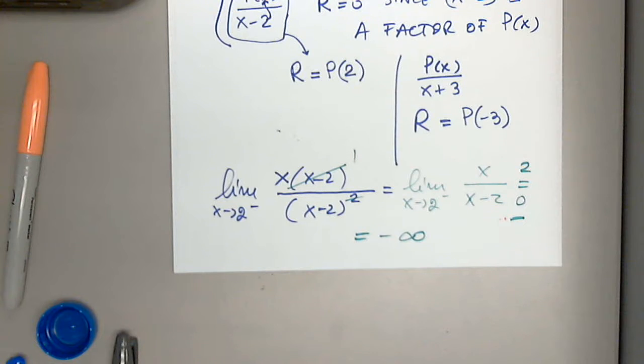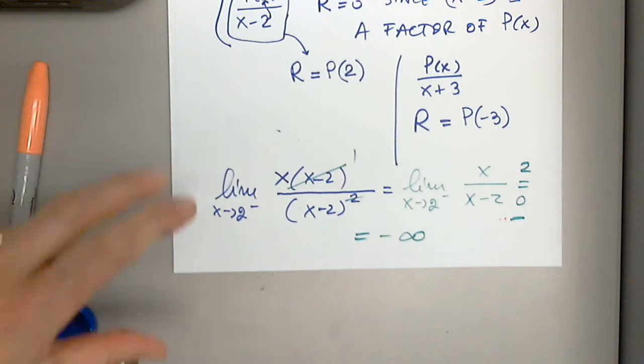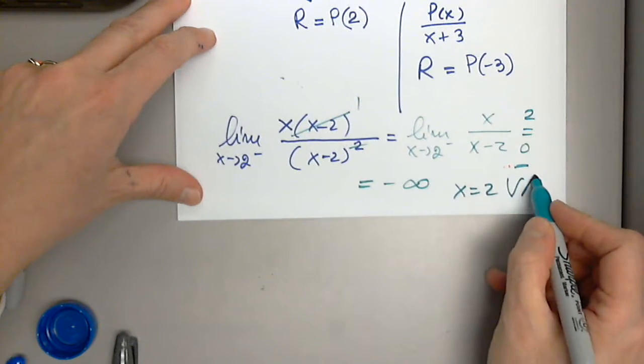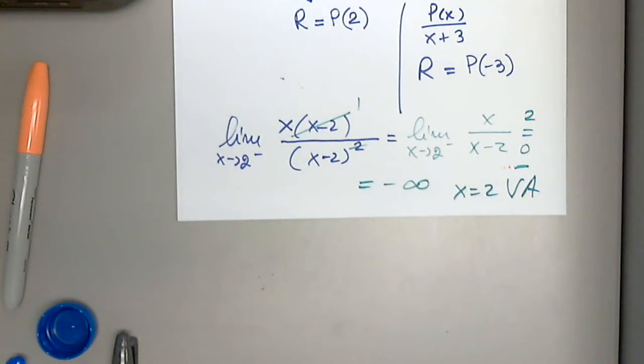What does this mean? The limit does not exist, and indeed, x equals 2 is a vertical asymptote. Guaranteed. You understand why? As x approaches 2 from this side and the function values get to negative infinity, this must be a vertical asymptote. Is that clear? Yes.